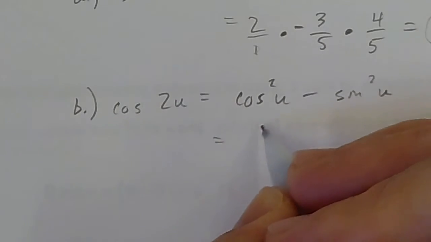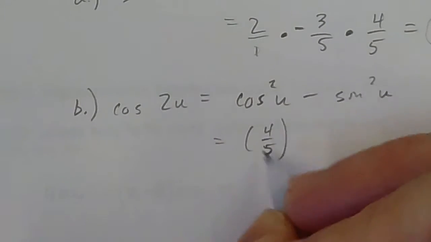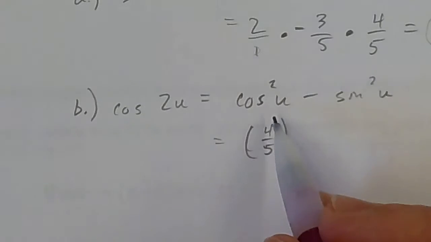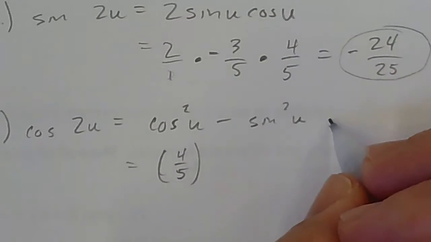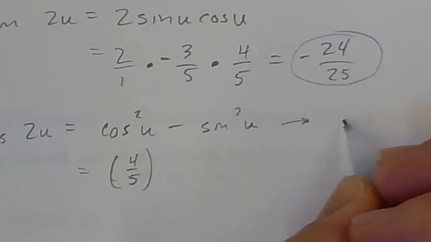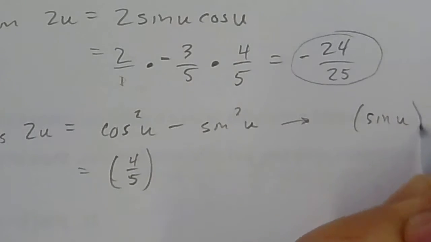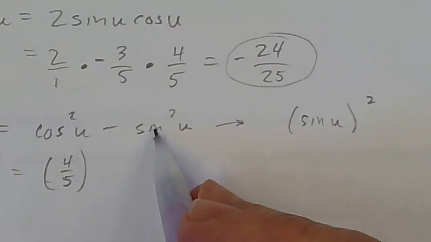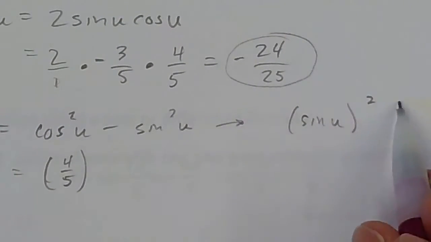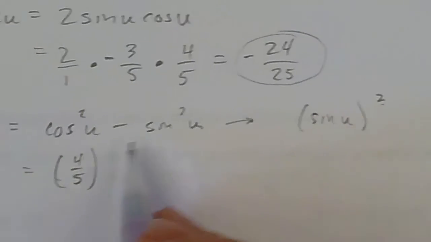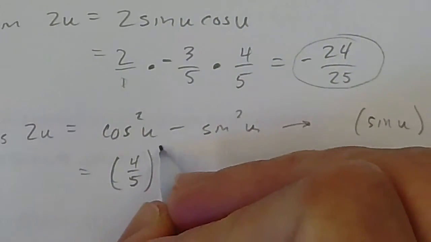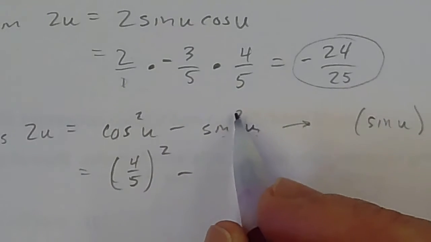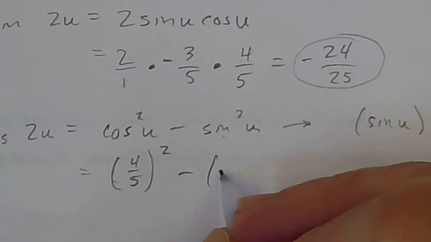So cosine was 4/5. And that's how they show to square cosine u. Basically it means, that means sine of u squared. It's just a shorthand way to express it if you put the exponent right there, okay? So these are the same. Same thing with cosine. So 4/5 squared minus sine of angle u squared, which was negative 3/5.